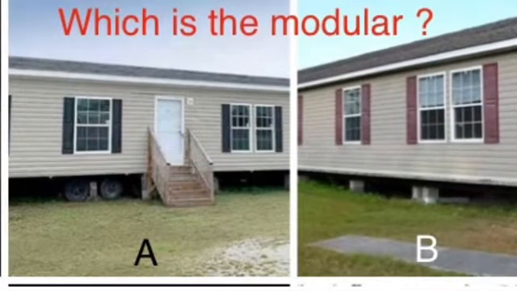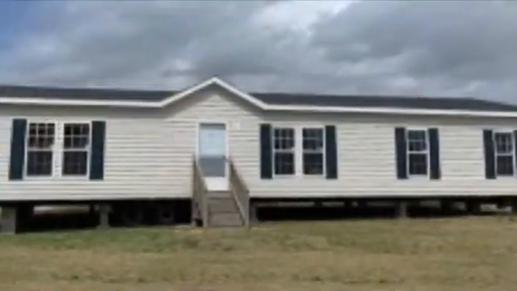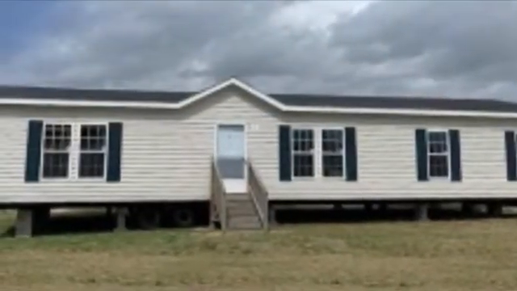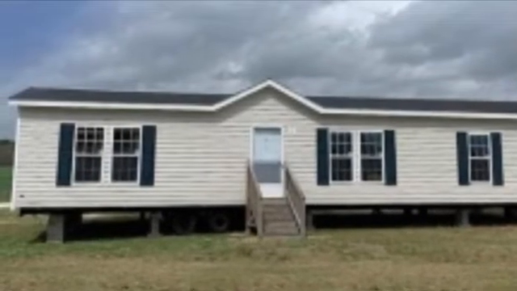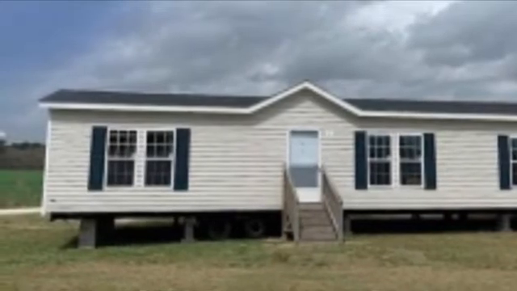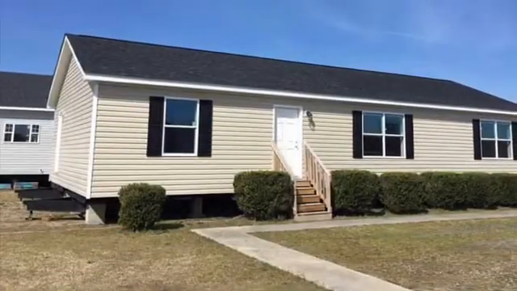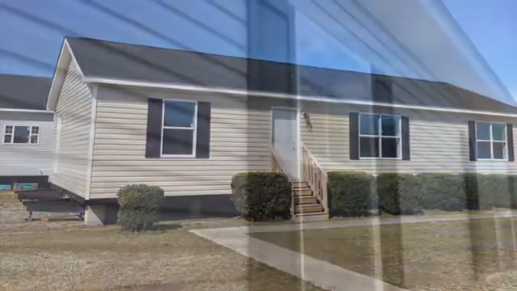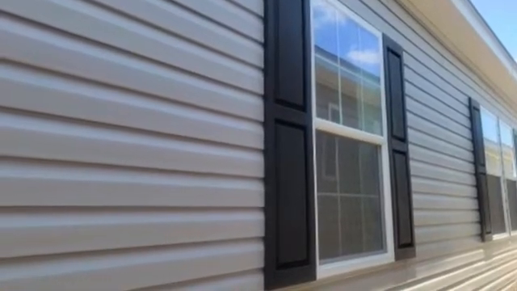So here's the answer. This home here is a modular and this home here is a double wide, simply because of the roof pitch. This is a 4/12 or a 3/12 roof pitch, and this home here is a 5/12 or 7/12 roof pitch. But again, roof pitch, piers underneath the home, metal, sheetrock inside, those kinds of things will give you an idea of what you're purchasing.